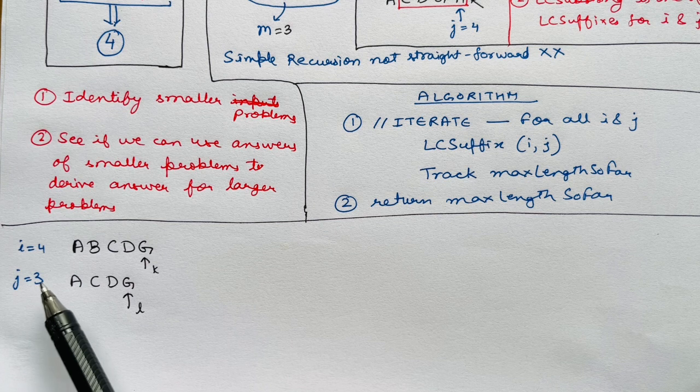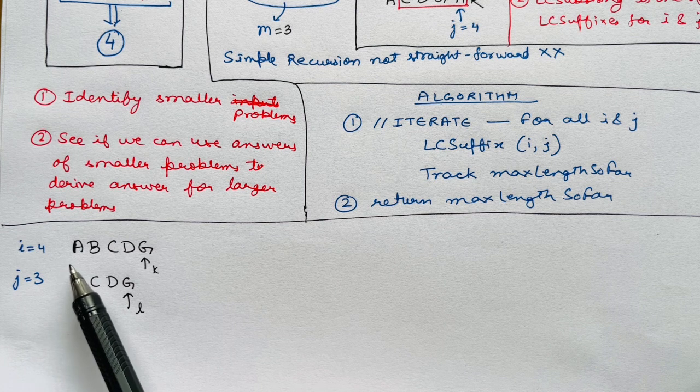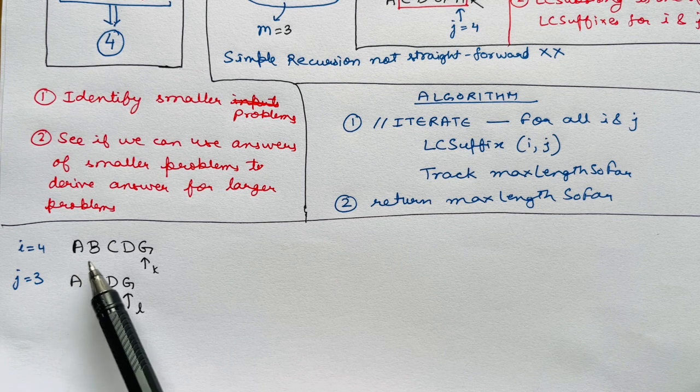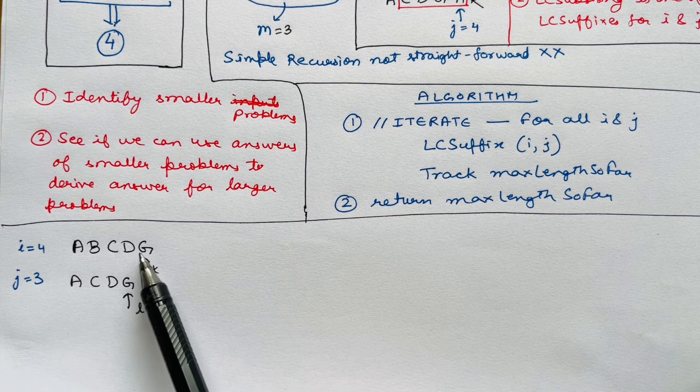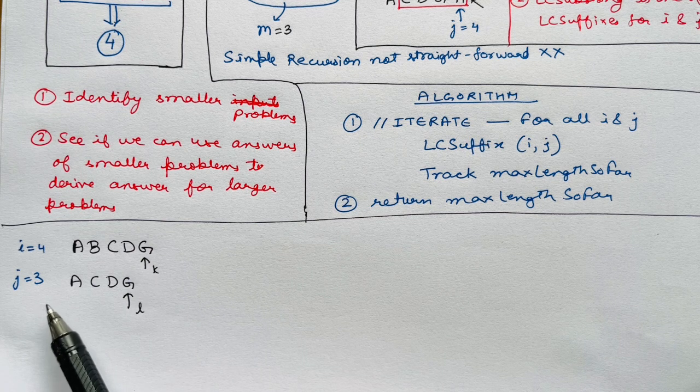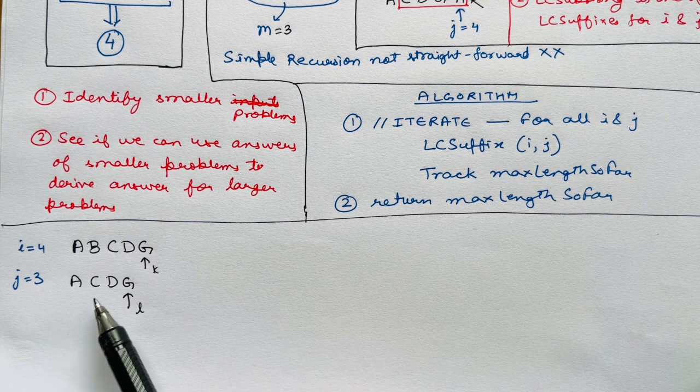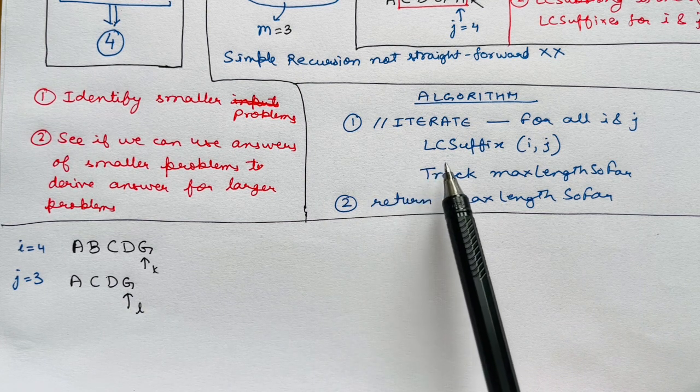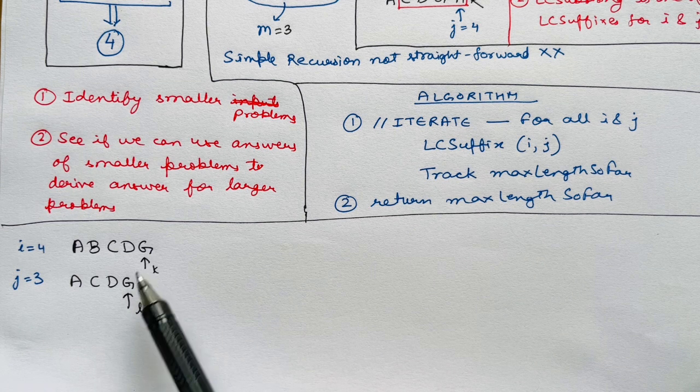Here we are considering i equal to 4 and j equal to 3. That means from the string S1 we are considering characters only till i equal to 4, and for the string S2 we are considering characters only till j equal to 3. Now if somebody asks us to calculate the longest common suffix between these two strings, what is the simplest thing that comes to our mind?